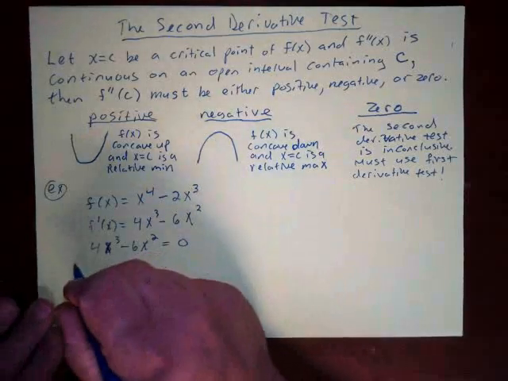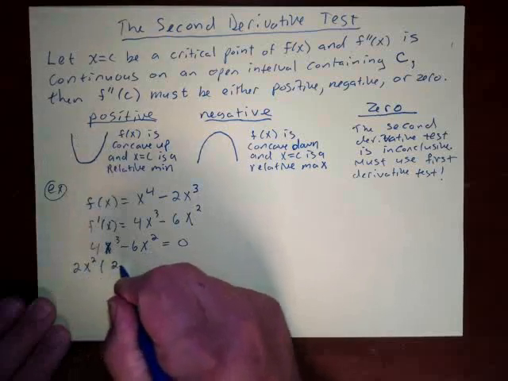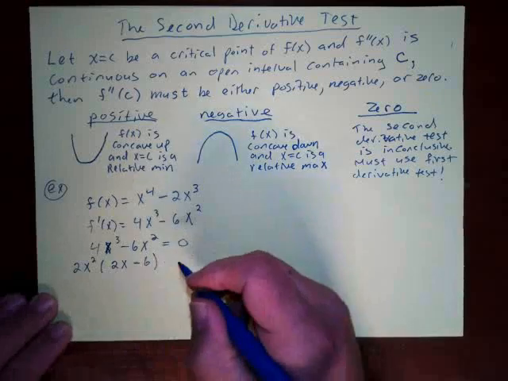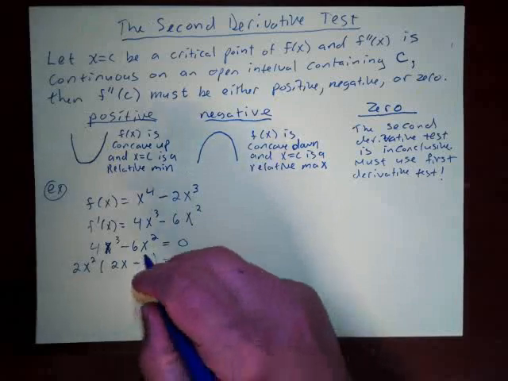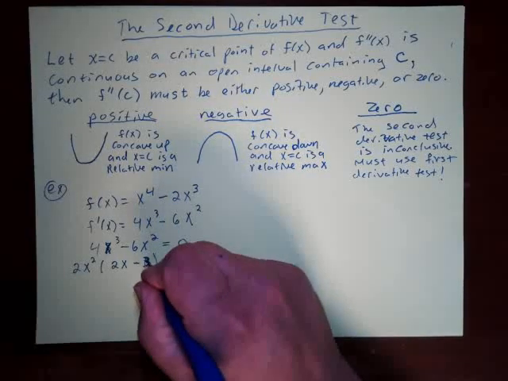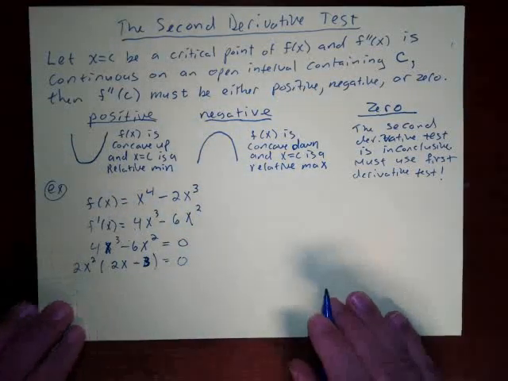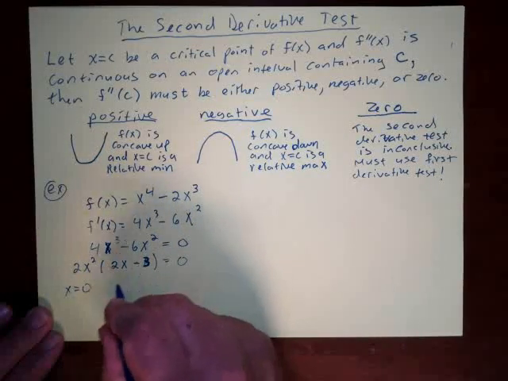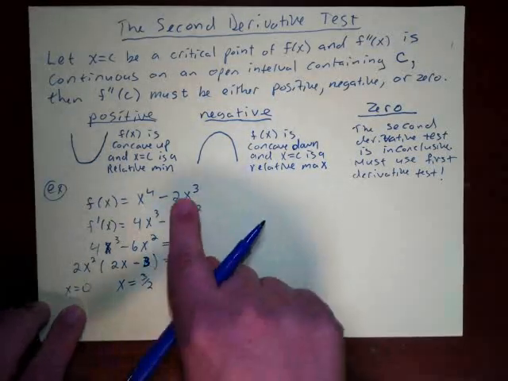I can factor out a 2x squared, it looks like, and I'm left with 2x minus 3, sorry. I factored out the 2x squared, and that's equal to 0 here. So either x has to equal 0, or in this case, x has to equal 3/2. So these would be the two critical points of this function.